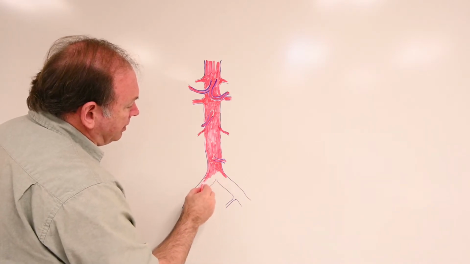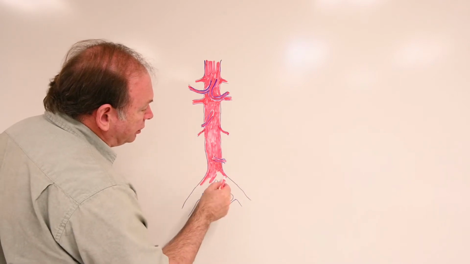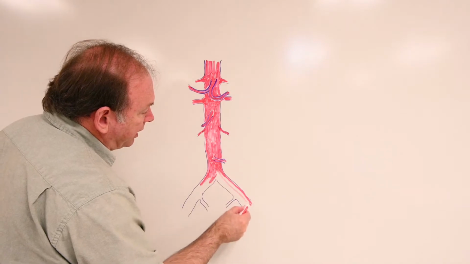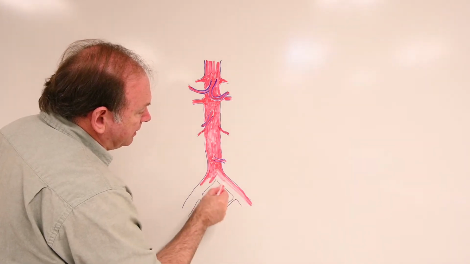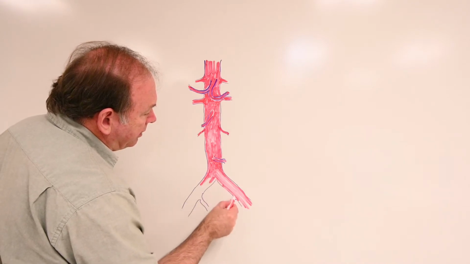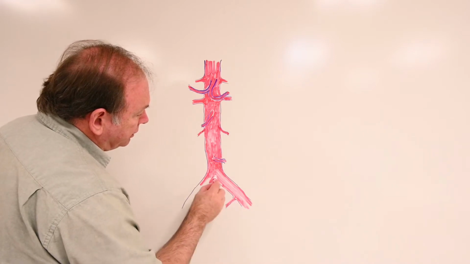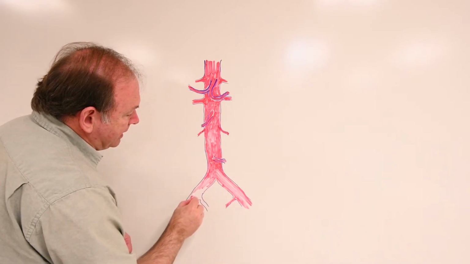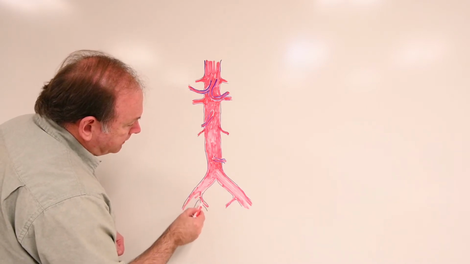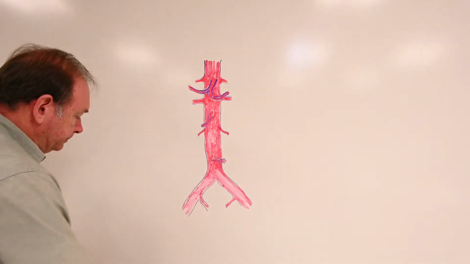And down here below, we're going to show that the aorta splits into two vessels called common iliac arteries. So there's a left and right common iliac artery down here. And that common iliac artery splits into an external part and an internal part. So we have an external iliac artery and an internal iliac artery on both sides. So let's go ahead and label all these vessels now.